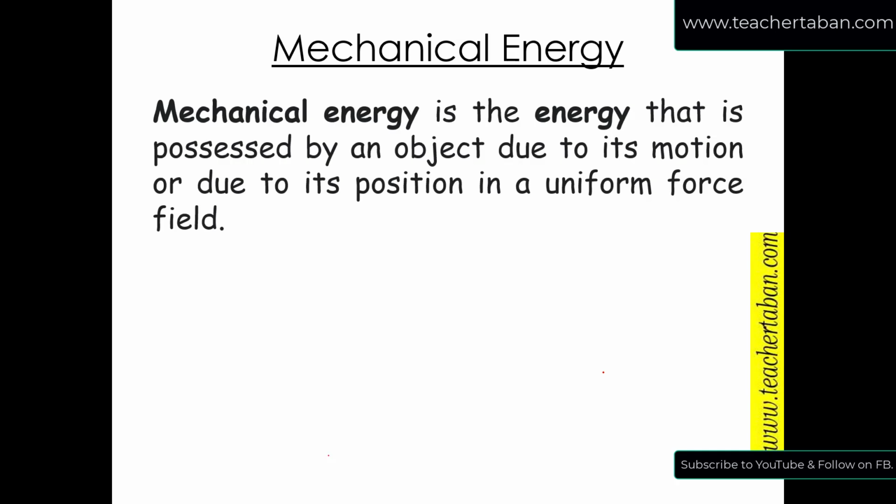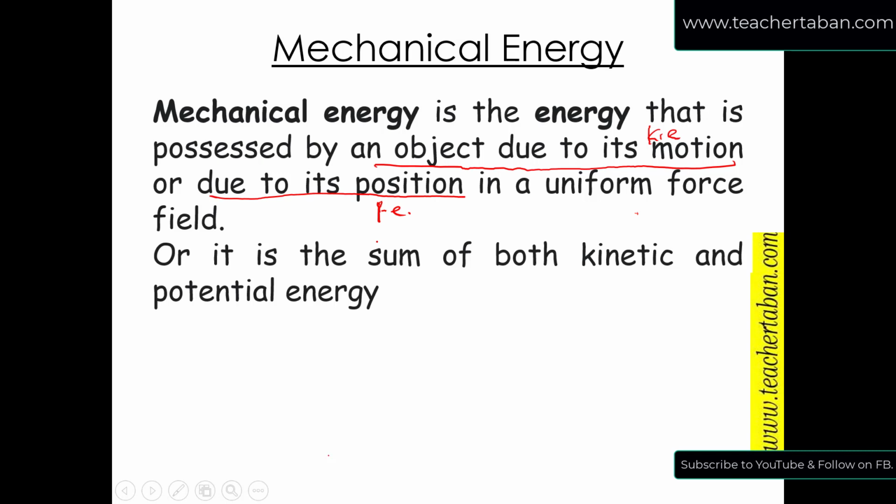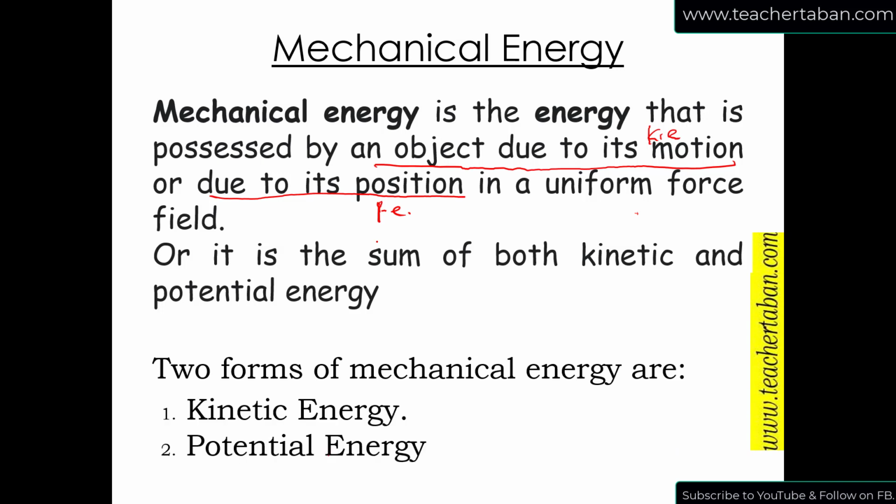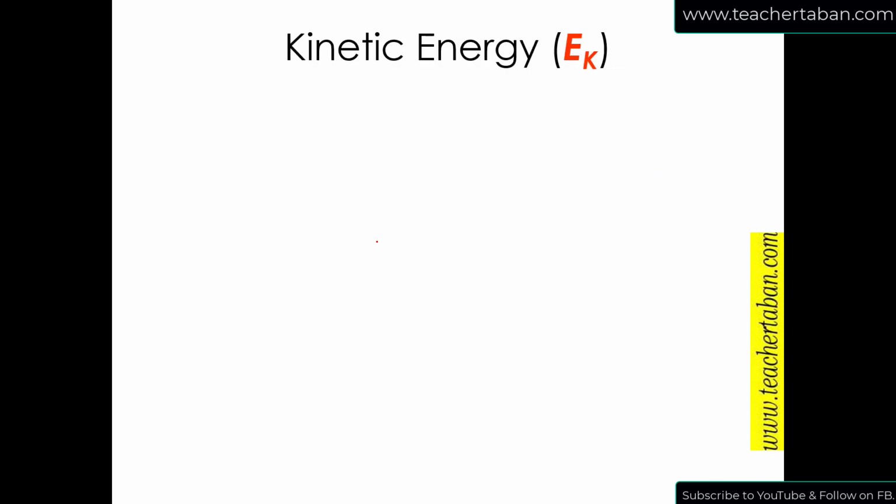In other words, mechanical energy is the energy possessed by an object due to its motion and due to its position in a uniform force field. From this definition, we can see that this part is kinetic energy, and this part is due to potential energy. In other words, mechanical energy is the sum of both kinetic and potential energy. Having looked at those two terms comprising mechanical energy, what is kinetic energy in detail?